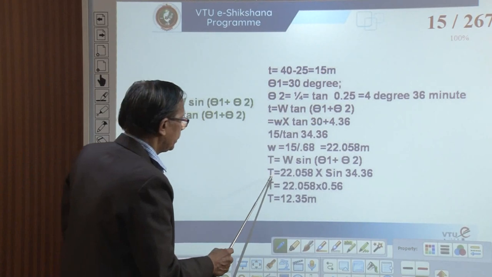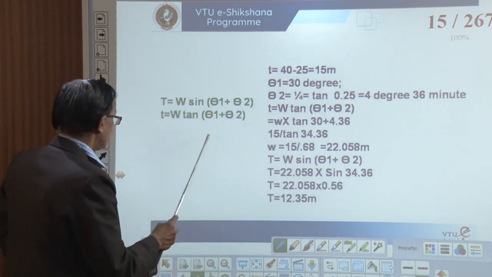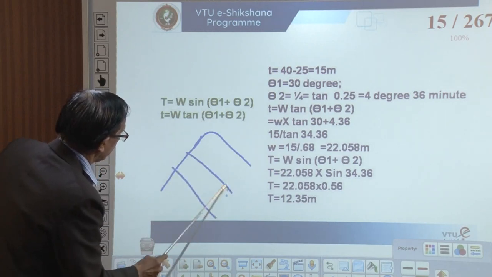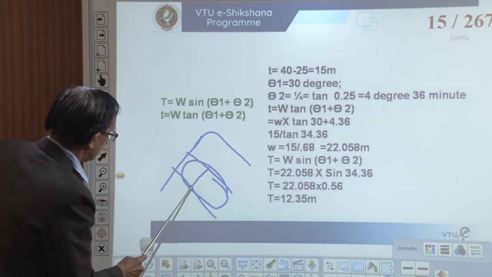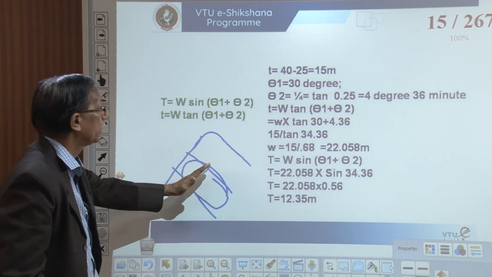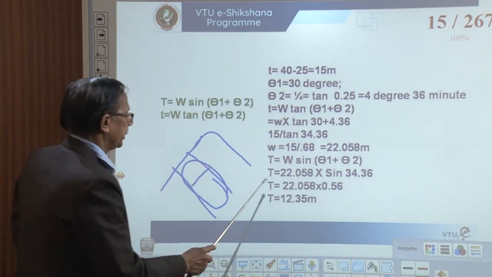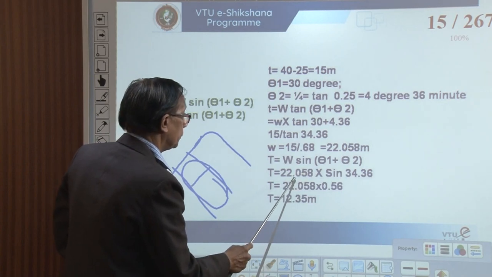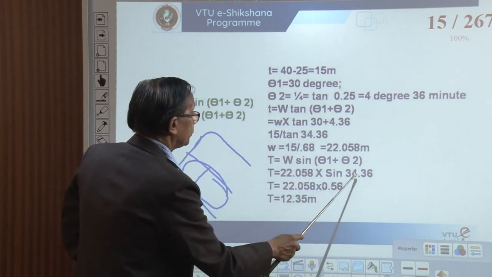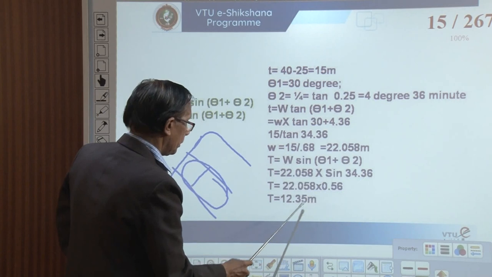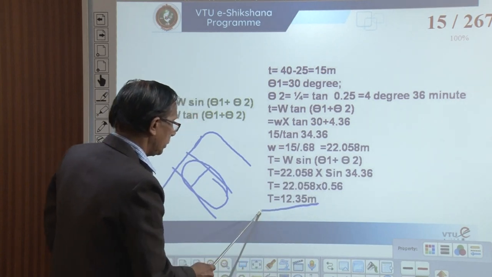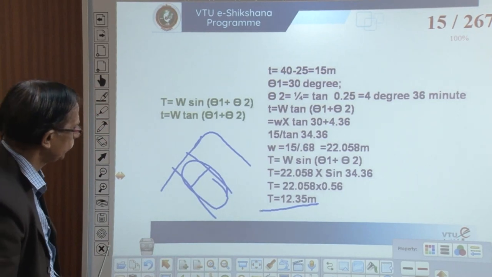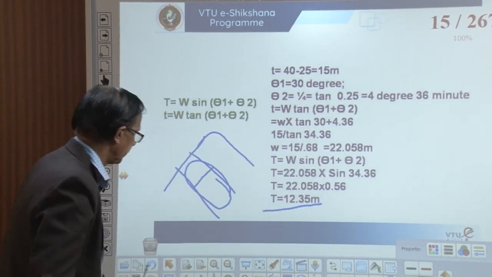Also we want to find the true thickness, because tomorrow we require to know how much limestone bed I can excavate, for which calculation I need the perfect thickness, the true thickness. So this is 22.025, the width, times sine of 44.36. On calculation we find capital T, the true thickness, is 12.35 meter.